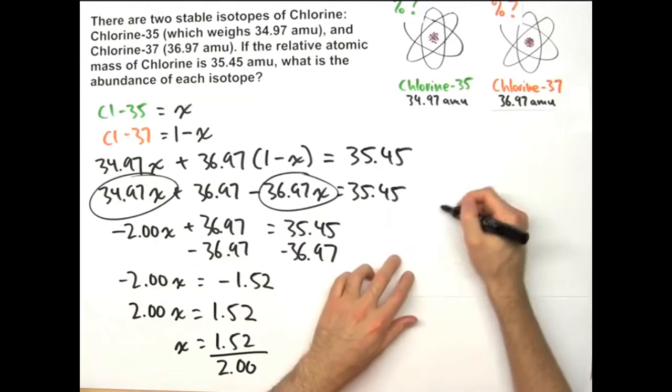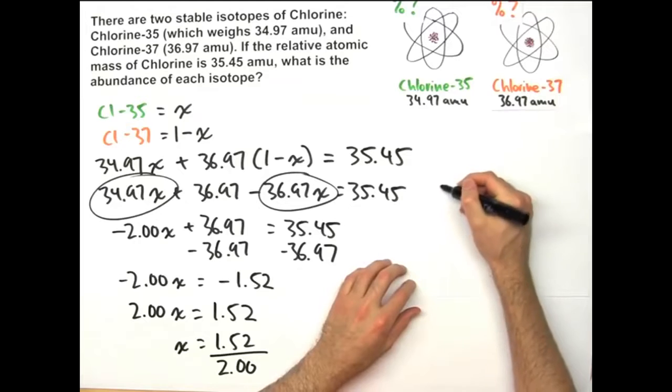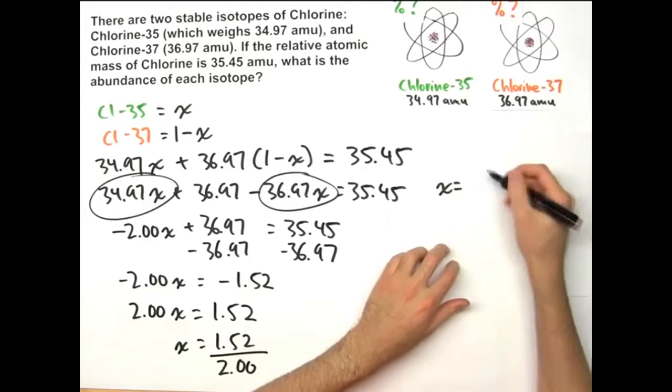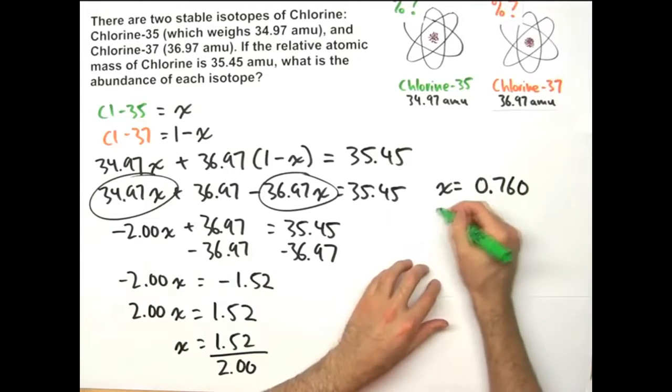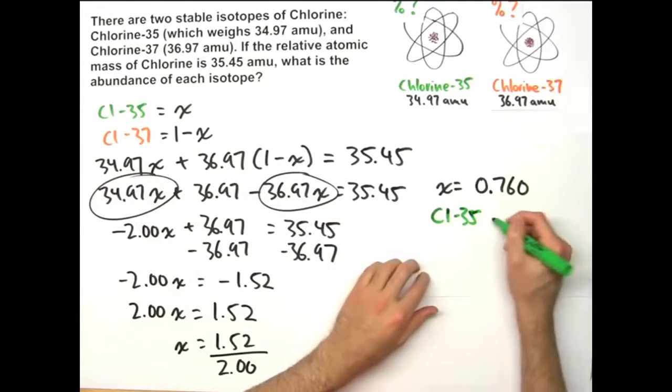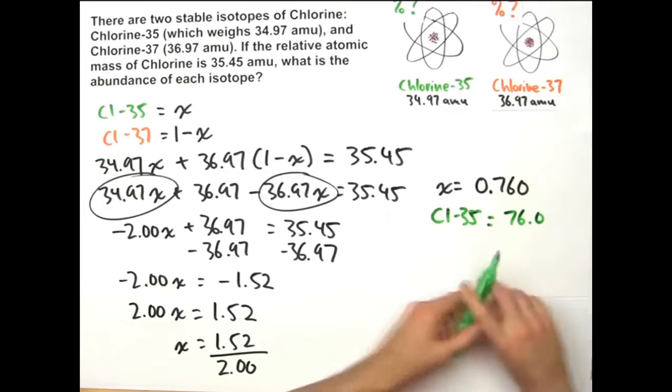I'm going to move up here, I've got a little bit more room, and now I can finally say that x equals, these divided together, equals 0.760, or Cl-35, because that's what x is after all, equals 76.0%.